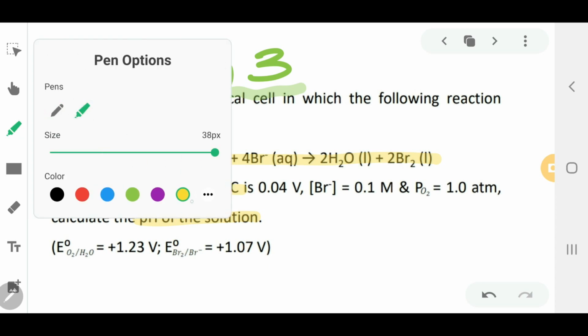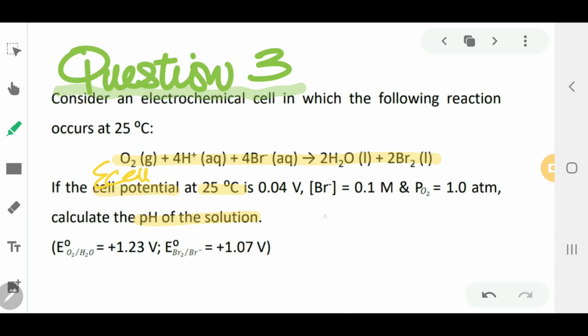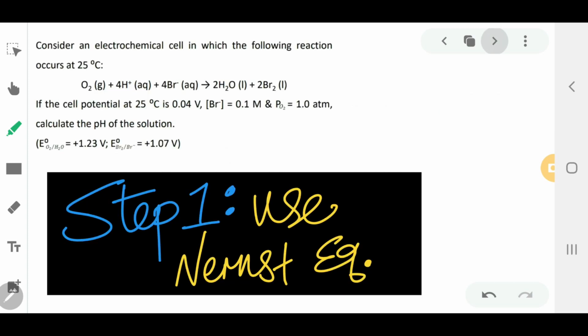Other than that, you are also provided with the concentration of the electrolytes, which is 0.1 molar. Another evidence that this question needs to be solved by using Nernst equation. And the pressure of the oxygen gas. And you have below here the SRP values for both half cells. To start, we need to identify what type of Nernst equation we need to use, whether you can use the simplified or not. As mentioned, we can see that the cell potential is at 25 degrees Celsius.